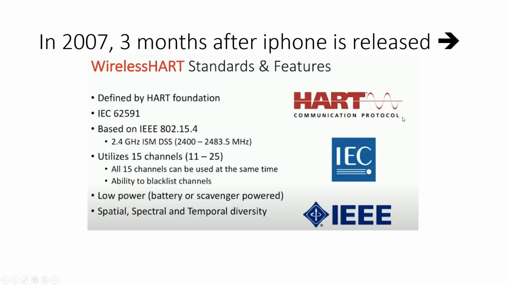The HART communication protocol came much earlier. In 2007, three months after the iPhone was released, they released version 7 of the HART standard, which is called wireless HART. Version 7 of HART is the wireless HART communication protocol. The HART Foundation is the one that developed this. So we have seen its standard and all of this.